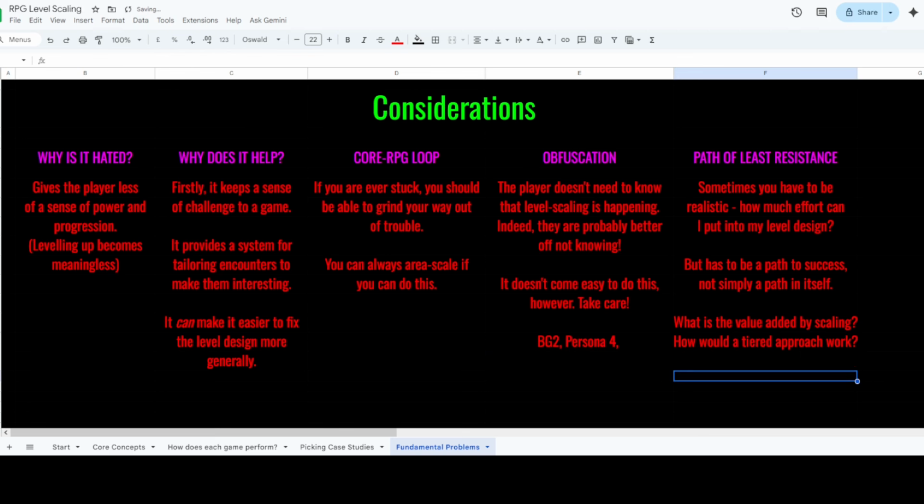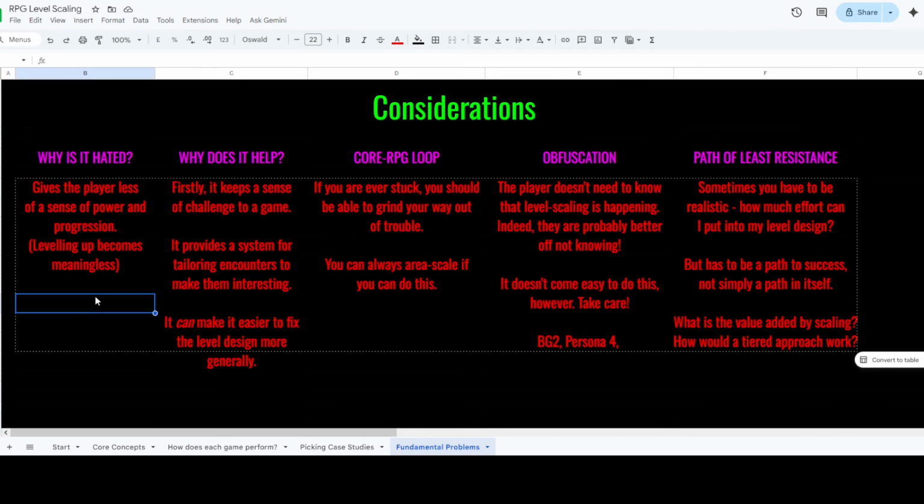So thinking about something again like Baldur's Gate 2, where you've got these different tiers of encounters, which gives it a bit of a mix and also a feel. Let's put this: leveling up becomes meaningless. The other thing is areas lose some of their definition.